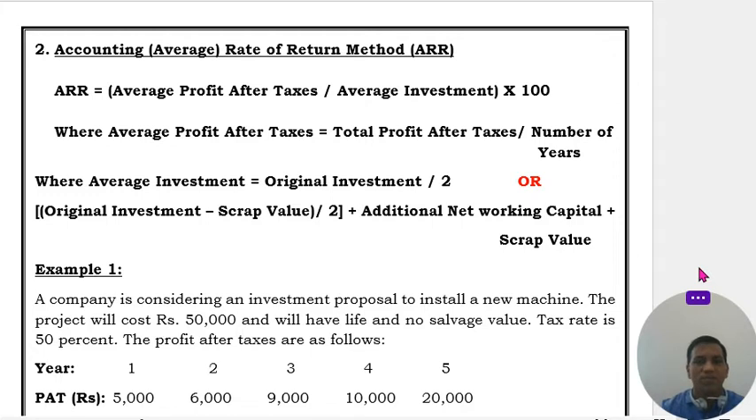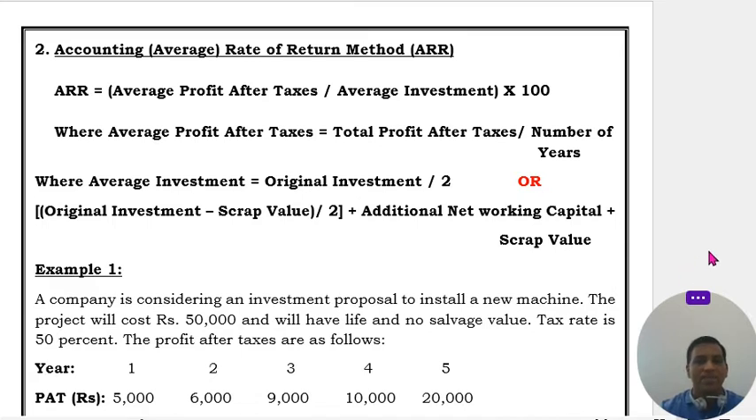In my previous video, Capital Budgeting Part 1, I explained one of the traditional methods, that is the payback period method. Now in this video, I am going to explain in detail another traditional method, that is ARR, the accounting rate of return method or average rate of return method. This is another traditional method used to evaluate capital budgeting proposals, capital budgeting alternatives.